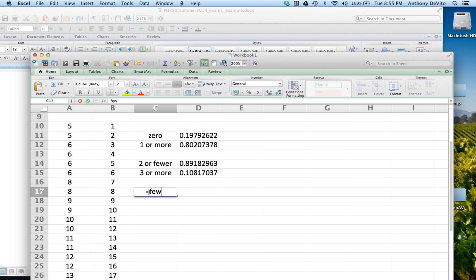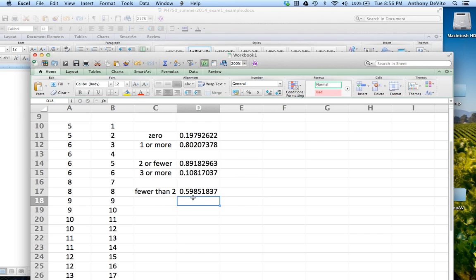How about fewer than 2? Equals BINOM.DIST, parentheses. What do I put in here? What should I put in there for number of successes for the statement fewer than 2? 1. Exactly right. Because I want fewer than 2. I don't want to include 2. I just want to include 1 and 0. 4, comma, 0.33, comma, and that would be true because I want the lower numbers. I want everything below 2, but I want to include 2.